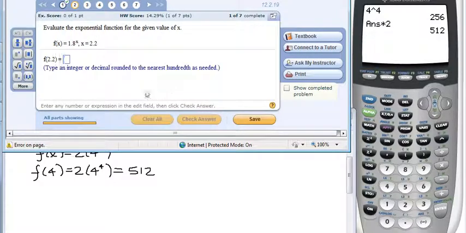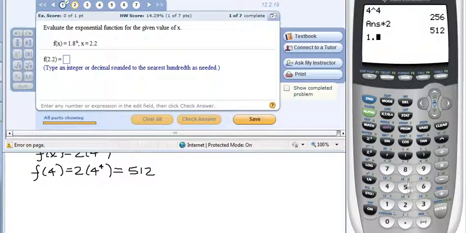All right, same thing here. We're going to raise 1.8 to the 2.2 power. And these aren't going to be nice and neat, but that's okay. Here's my power key. We're rounding. It says to round to the nearest hundredth, that's 2, so 3.64.